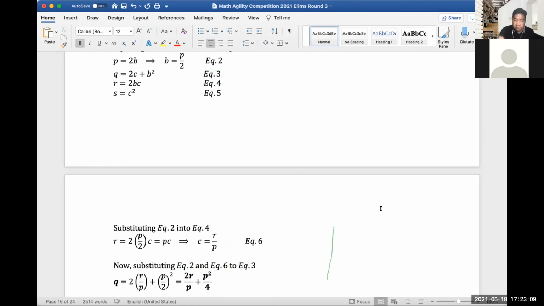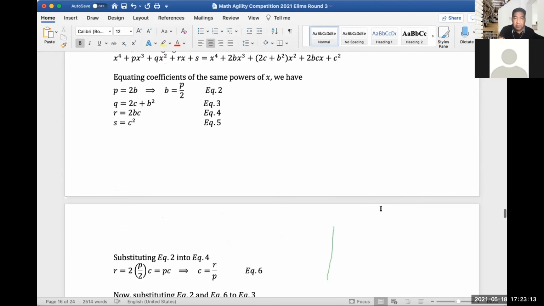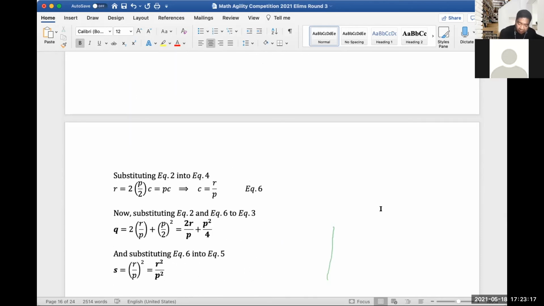And let's solve for s. So s would be, from equation 5, c squared, and we know that c is r over p here. So basically s is r squared over p squared. Okay, so we already solved the expressions of s and q here. If you get both, you get 4 points for this question.